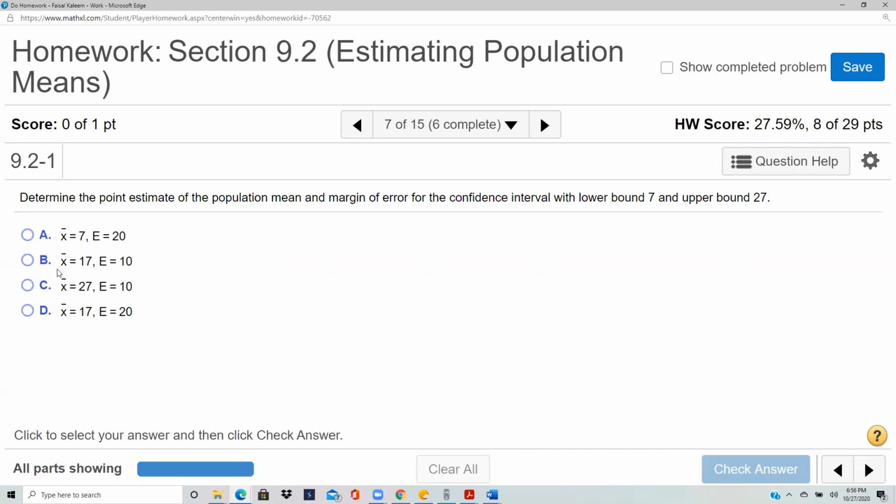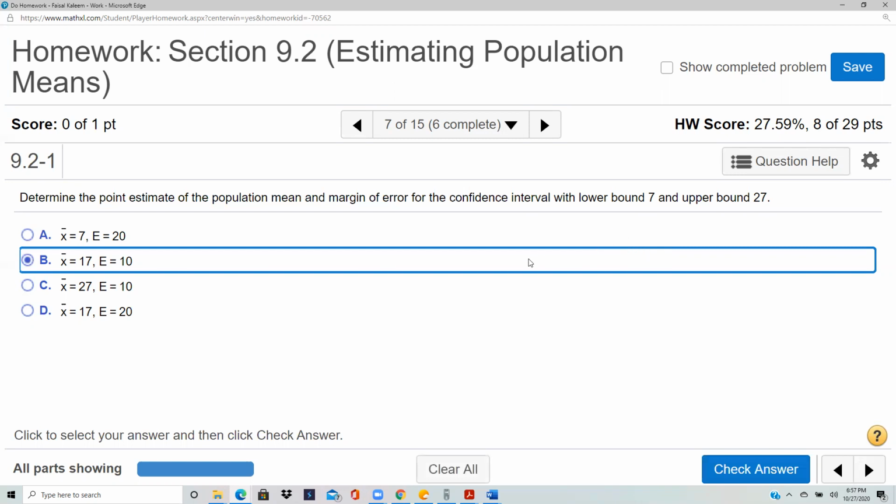So it's either going to be B or D. And then the margin of error is U minus L divided by 2. So 27 minus 7 is 20. And divide that by 2. That's 10. So it's going to be this one. E is for margin of error. X bar is for the point estimate, or the sample mean.